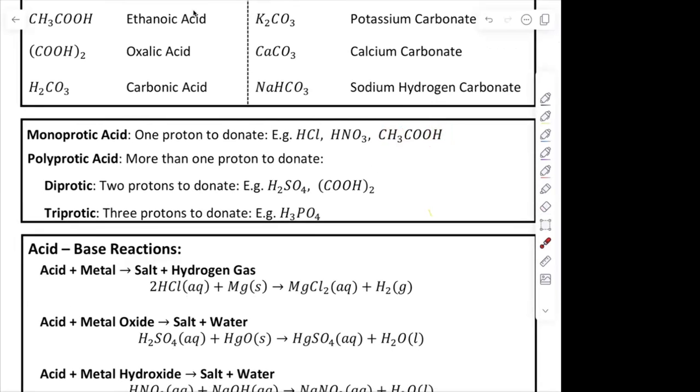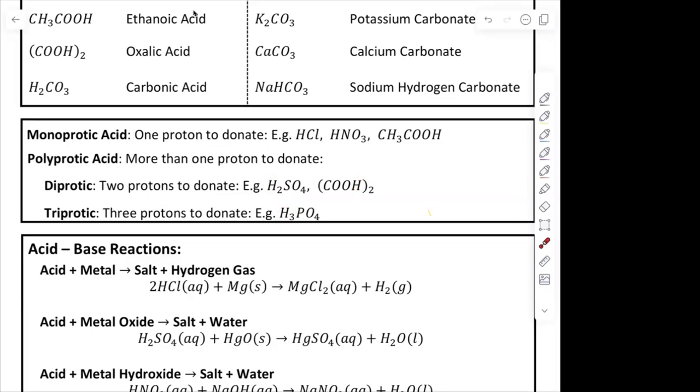A diprotic acid is an acid that's got 2 H's to give. So H2SO4, sulfuric acid, and oxalic acid have 2 hydrogens to give. Triprotic acids are things like H3PO4, phosphoric acid, where it's got 3 hydrogens to give away. And a polyprotic acid is anything with more than 1 proton to donate. So diprotic and triprotic acids are all examples of polyprotic acids.